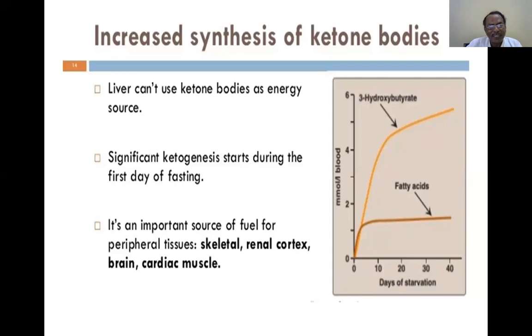Brain normally prefers glucose, but when glucose is a little bit deficient, then ketone bodies are preferred. And the cardiac muscle in the less stressful state prefers fatty acids, but when cardiac muscle is undergoing some stress, then it prefers ketone bodies and a bit of glucose. This is the preference of the metabolic fuels.